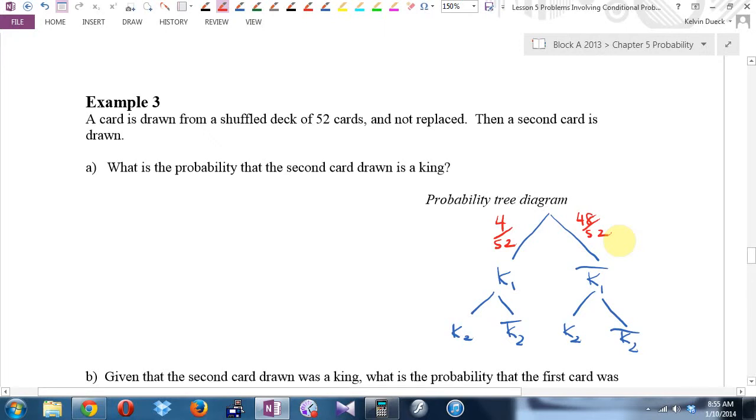Let's move down the king 1 branch. Okay, down this branch, we picked a king. How many kings are left in the deck now? 3 out of? How many non-kings are in the deck? 48 out of 51. Down this branch, we didn't get a king. How many kings are left in the deck? 4 out of 51. And? 47 out of 51.